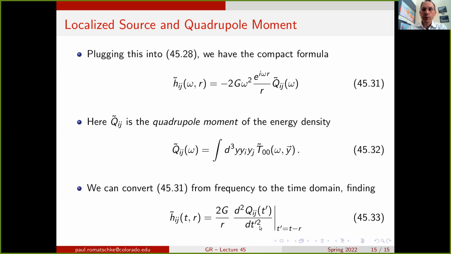Now, 45.33 is a very compact formula, and it lets us calculate the strain of a gravitational wave far away from our observation simply by knowing the quadrupole moment as a function of time from this source. And we will use that to calculate, in particular, the gravitational wave strain for a black hole merger from basically knowing the quadrupole moment of this system.